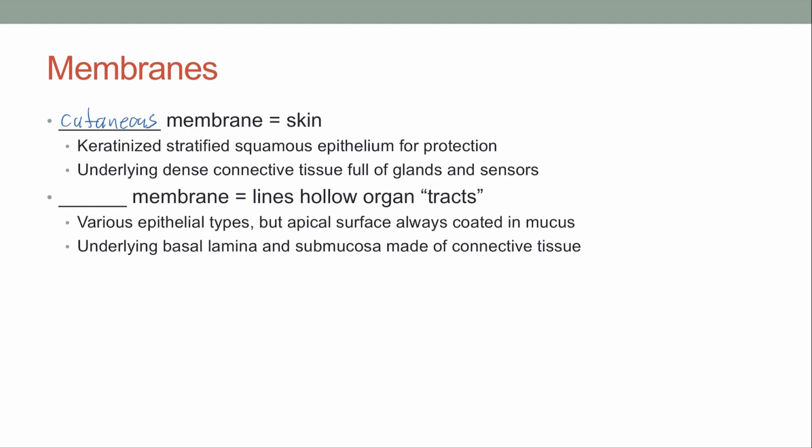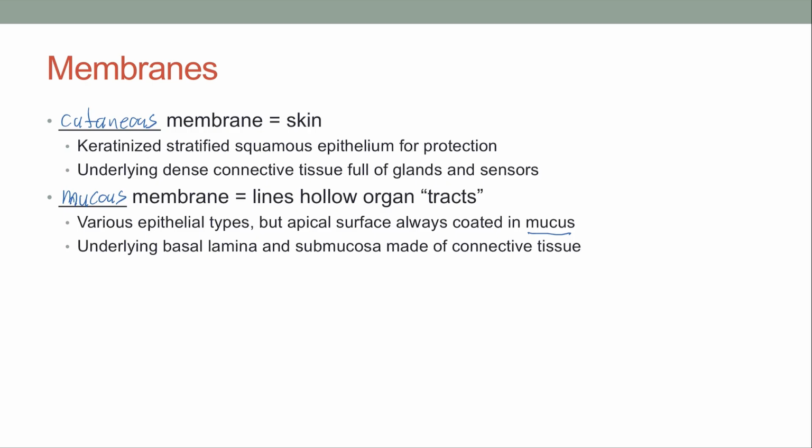The next kind of membrane is a mucous membrane. Notice there's an extra O there. Mucus, M-U-C-U-S, is the substance. Mucous, M-U-C-O-U-S, is the membrane. So a mucous membrane lines your hollow organ tracts.